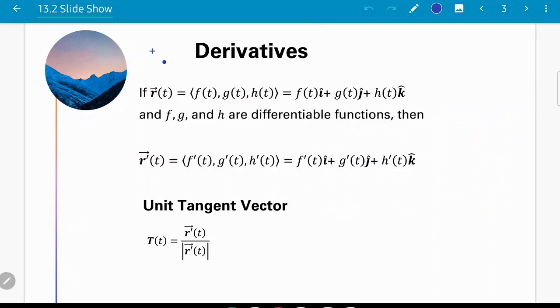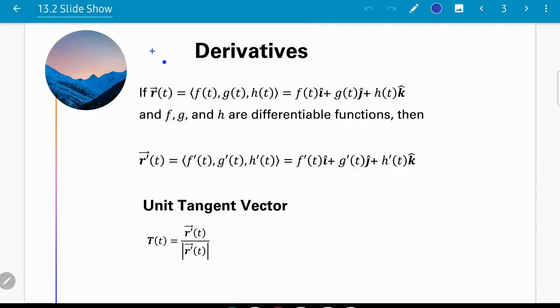So if r of t is defined as f of t, g of t, and h of t, or f of t i hat plus g of t j hat plus h of t k hat, and f, g, and h are differentiable functions, then r prime of t is the vector f prime of t, g prime of t, h prime of t, or f prime of t i hat plus g prime of t j hat plus h prime of t k hat.